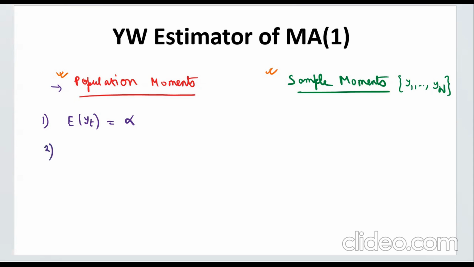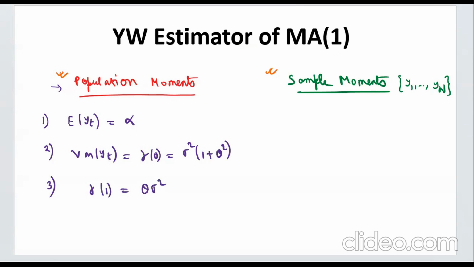For a covariance stationary MA1 process, the second population moment is in terms of variance. Variance is also known as gamma naught. And this is sigma square times 1 plus theta square. And we have derived all of these things, right? So variance of Yt is gamma naught, sigma square 1 plus theta square. And then you have something called gamma 1. Gamma 1 is theta sigma square. So these are the things that we know. This is the autocovariance function. And autocovariance function is existing only for gamma 1 and gamma minus 1, and the value is theta sigma square. So see that population moments are involving the parameters alpha, theta, sigma, right?